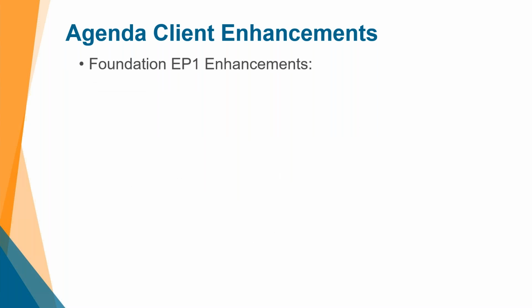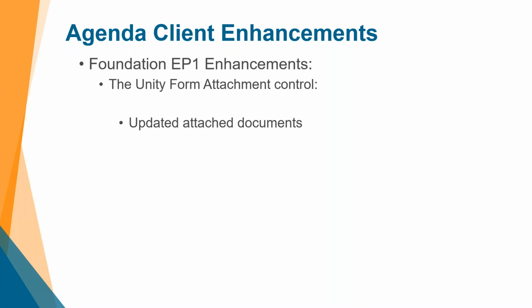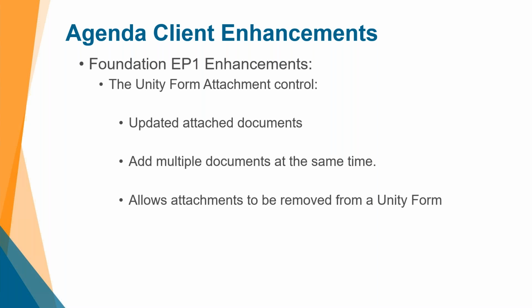Unity form changes specific to Foundation EP1, starting out with the Unity form attachment control, has been updated to allow a single rearrangeable list of attached documents. You can now attach multiple documents to the form at the same time. And in the case that you added a document by mistake or it was simply no longer needed, the remove attachment feature allows us to remove the document. It's important to note that it's not deleting the document from OnBase, but simply unlinking it from the Unity form.